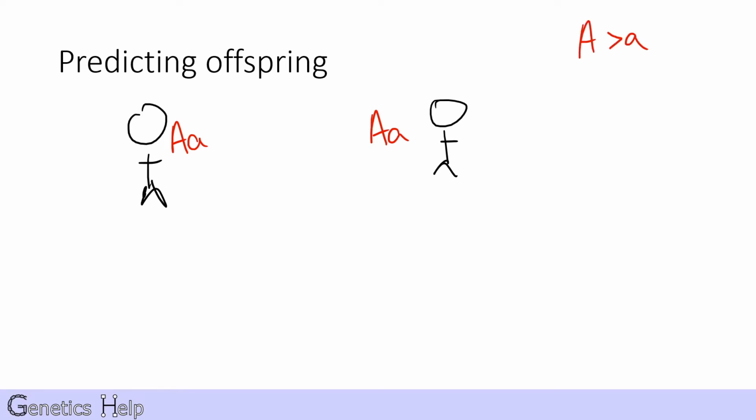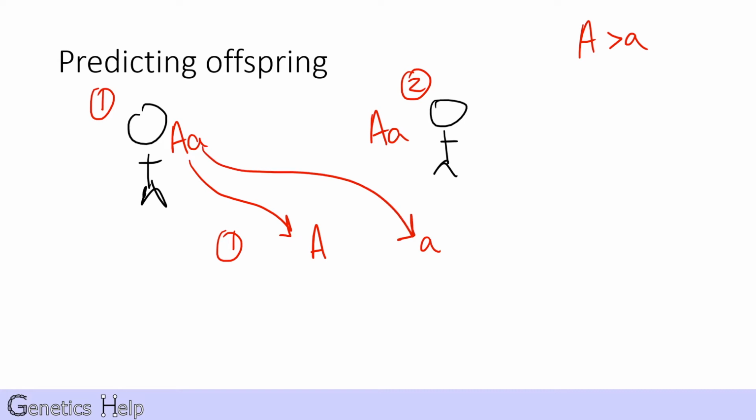We could write them out. We'll say that this is individual 1 and this is individual 2. If we were to write out the combinations, this person will donate one of the big A's or one of the little a's, and then individual 2 will donate the same combination, either big A or little a, and then we're just going to see which could combine.